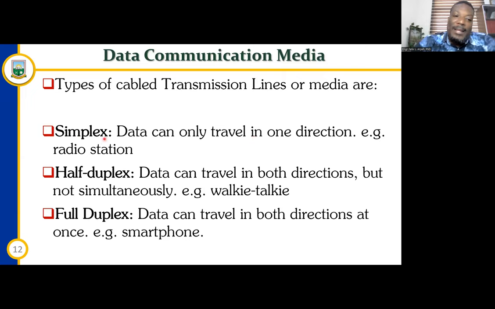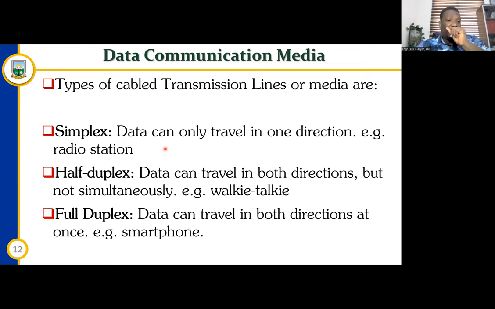So we have the simplex. Data can only travel in one direction. An example is what I just gave, the radio station, or sometimes even the TV stations, they send these digital signals to us. We are able to access it. We can't do anything about it, but just to receive them. We can't have a two-way interaction with the data that is sent to us. So that is about a simplex.